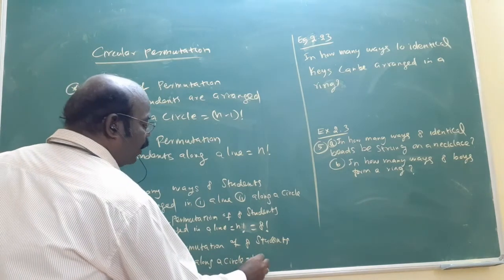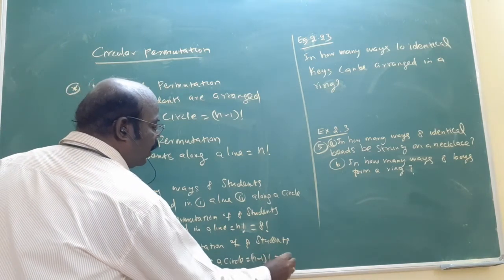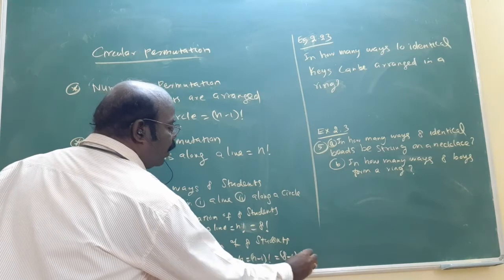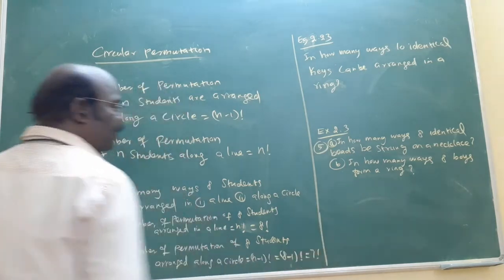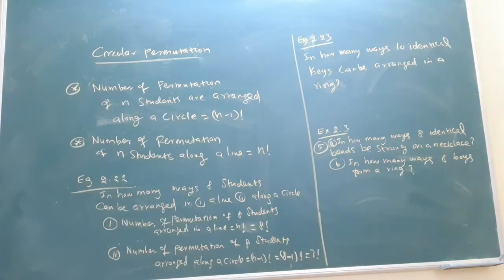Now, the number of permutations of 8 students arranged along a circle. What is the formula? N minus 1 factorial. That is 8 minus 1 factorial, which is 7 factorial. Am I correct? Line means n factorial, along a circle means n minus 1 factorial. That is 7 factorial.